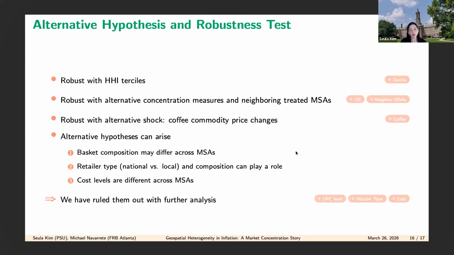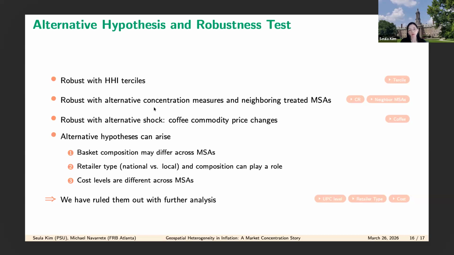We also confirm robustness of these results by using different specifications and also different measures. So for example, we use HHI terciles instead of using a continuous variable in order to understand further nonlinearity going on there. And we do find that this effect is mostly driven by the very highest tercile group. And also the results were robust across different concentration measures, and even after including some neighboring treated MSAs.